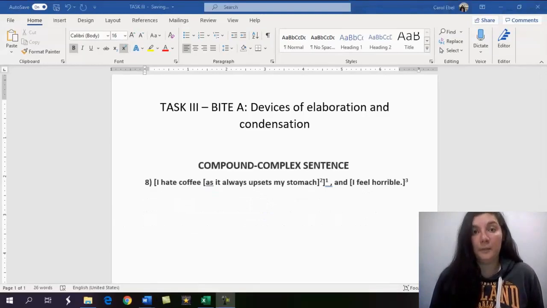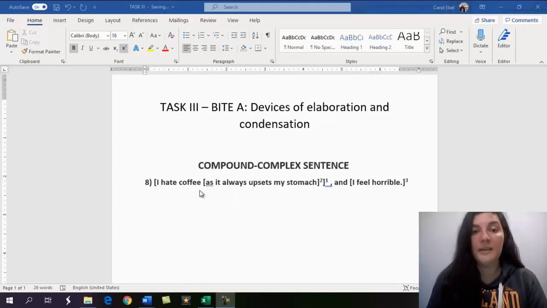Finally, in this task, we have an example of a compound complex sentence in exercise 8. Compound complex sentences have at least one dependent clause and more than one independent clause. In the first part of the sentence, we can find an independent clause with an embedded clause. This embedded clause is a dependent clause. We know it is a dependent clause because it begins with a subordinator. Besides, this dependent clause cannot stand alone as a complete idea.